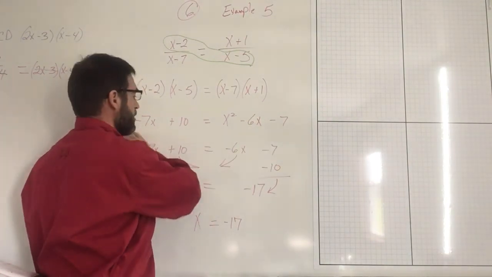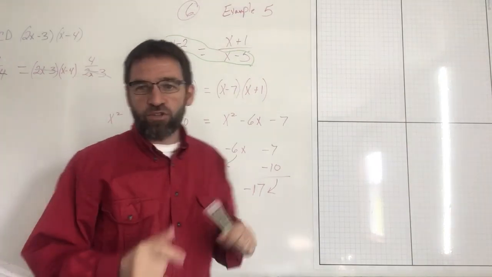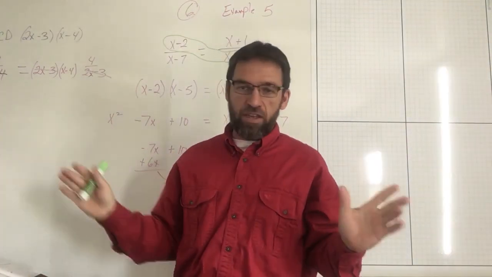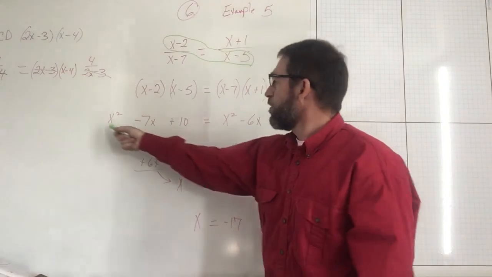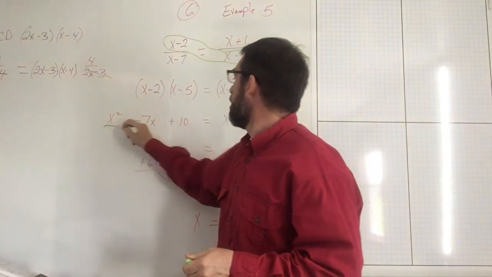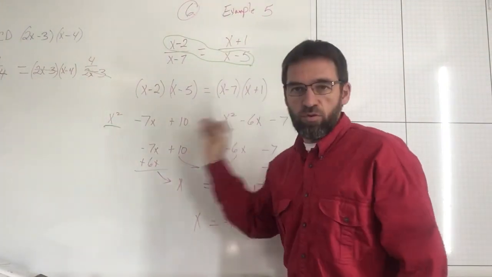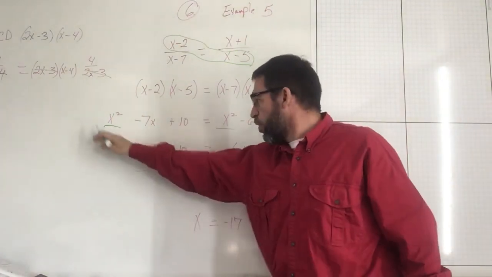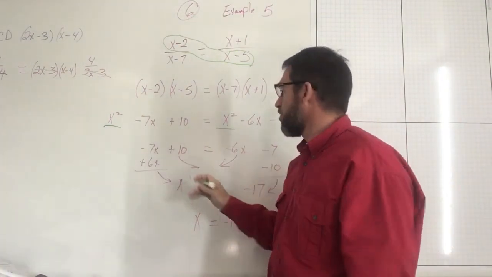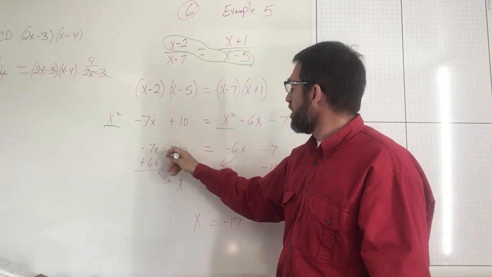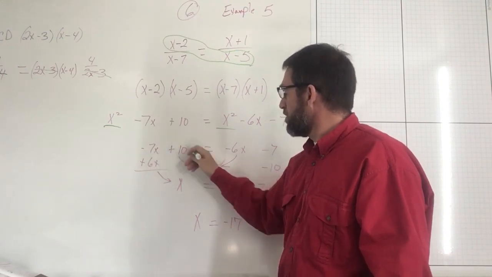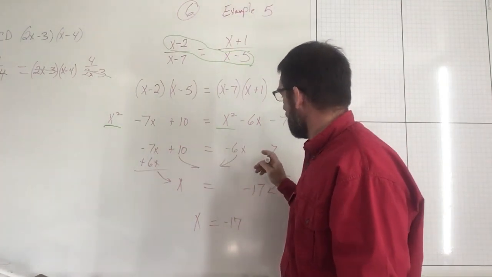So here you have your two terms now. First thing you do, you got x squared on both sides so you can cancel that out. X squared here, you have it there, and you have it here. So you can bring this one over or this one over, it doesn't matter, you can cancel those out. So that leaves you with negative 7x, positive 10, negative 6x, negative 7.